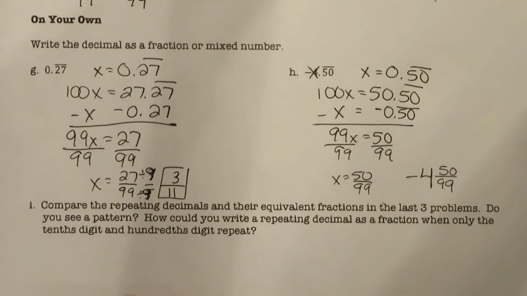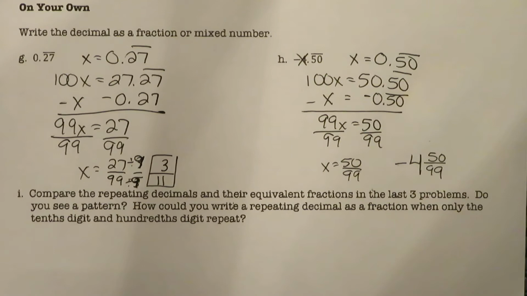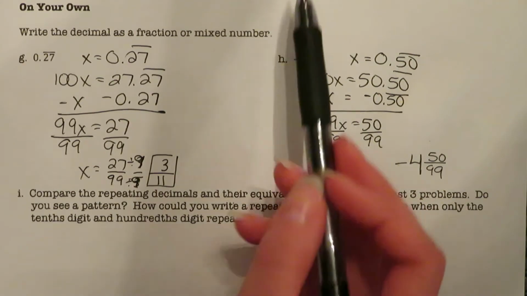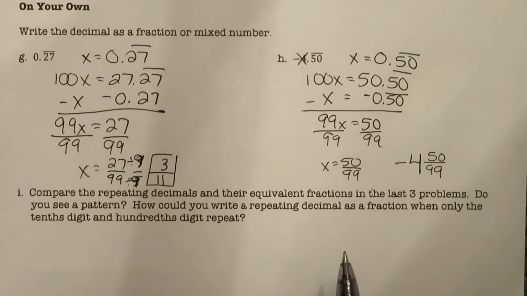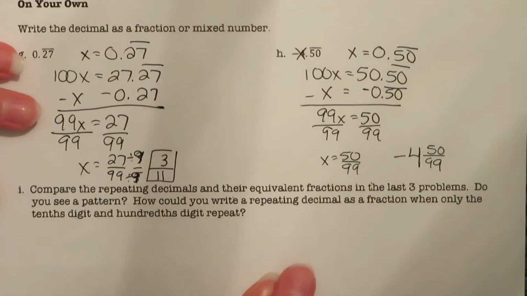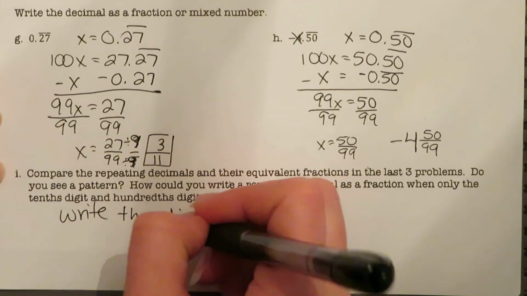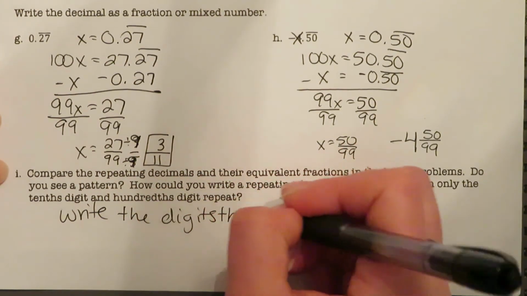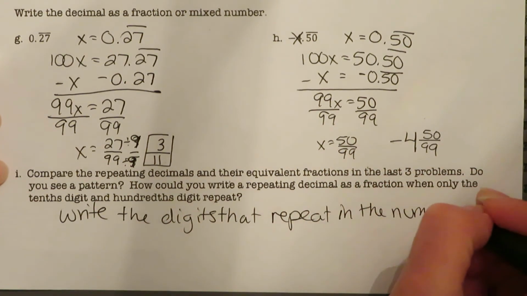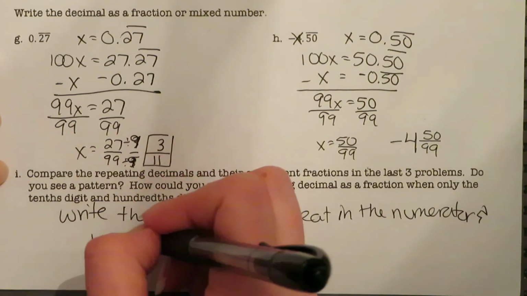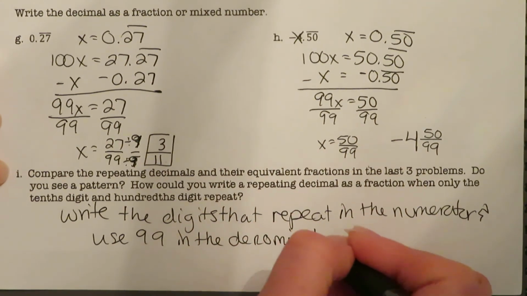So we're going to compare the repeating decimals and their equivalent fractions in the last three problems. Do you see a pattern? Yeah, they all are being divided by 99, well, except for this one, but that's because we simplified. How could you write a repeating decimal as a fraction when only the tenths digit and hundredths digit repeat? We're going to write the digits that repeat in the numerator and use 99 in the denominator.